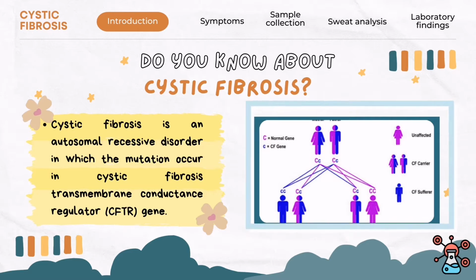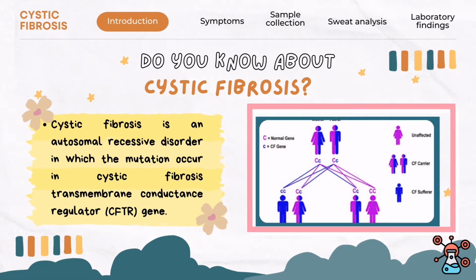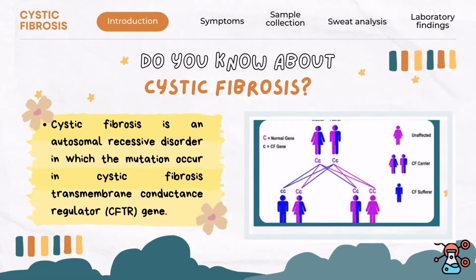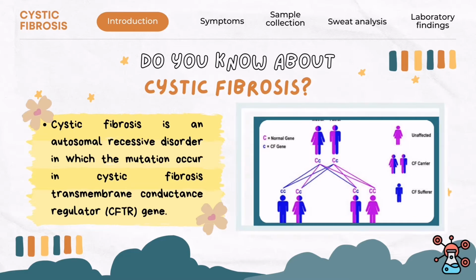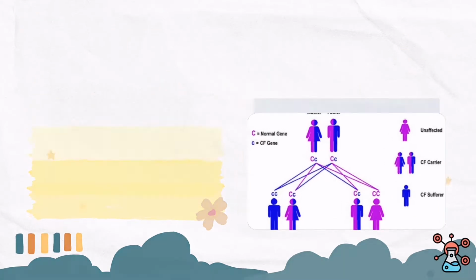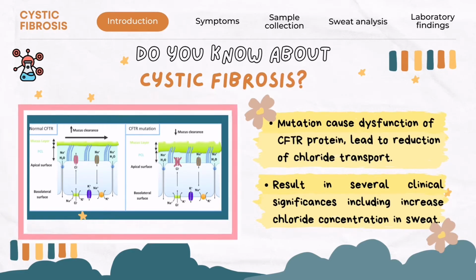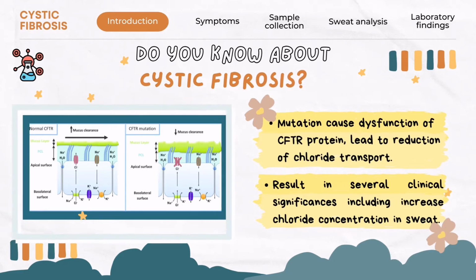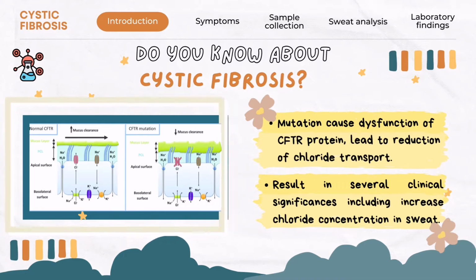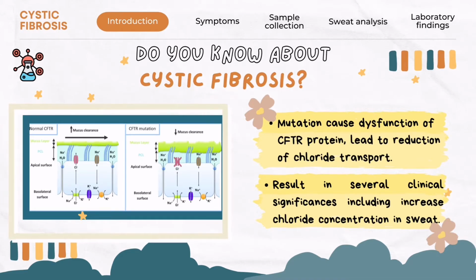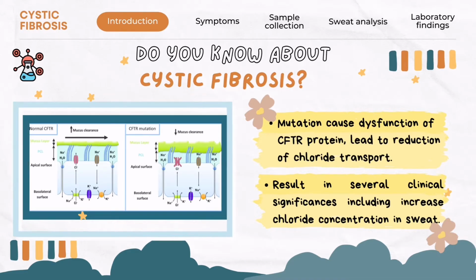Cystic fibrosis is an autosomal recessive disorder that involves mutation in the cystic fibrosis transmembrane conductance regulator, CFTR, gene. The mutation in the CFTR gene causes dysfunction of CFTR proteins, which leads to reduction of chloride transport in the body. This condition may also result in several clinical significances.